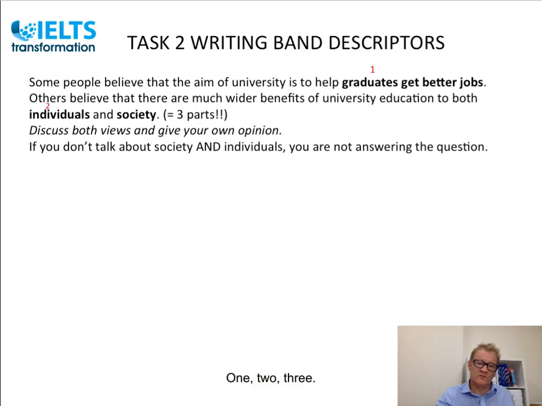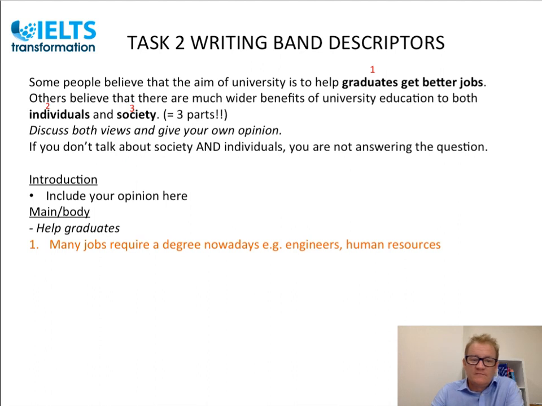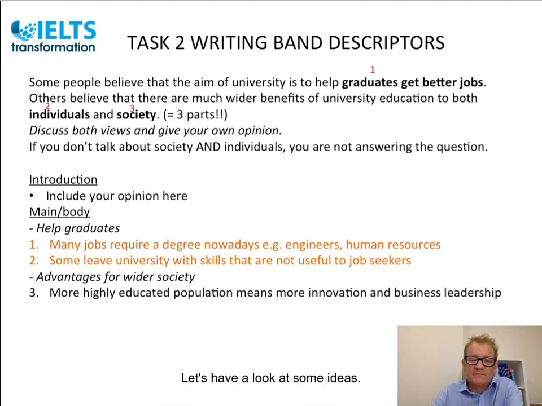1, 2, 3. So if you don't talk about society, if you only talk about university helping people get better jobs and being good for individuals because it helps them to learn to think, and you miss society, you didn't answer the question, did you? You partially answered it. So remember, that's a 5. Let's have a look at some ideas.